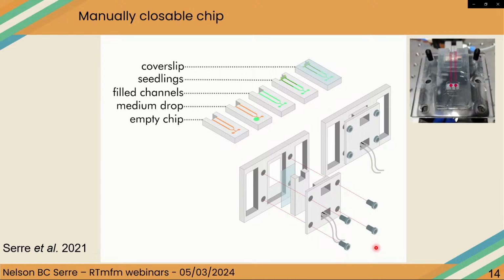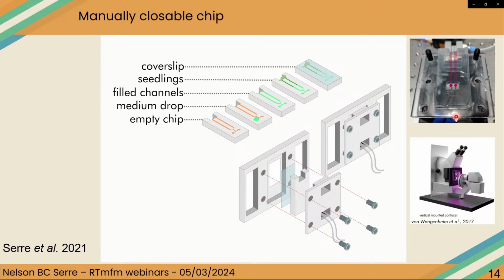And so, yeah, I forgot about that. That's the actual chip in a picture, which is kind of annoying to take a picture of because it's transparent. And then we mount it, in our case, because we want to image the root in the natural orientation to gravity, into a vertically mounted confocal, which is just a regular confocal, but it's put on its back.